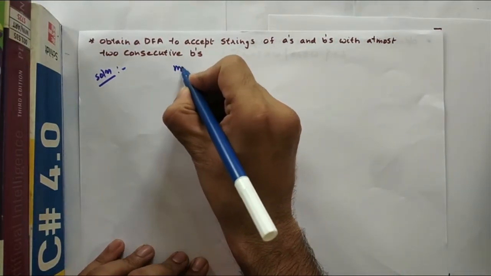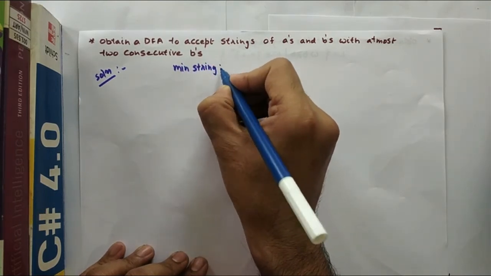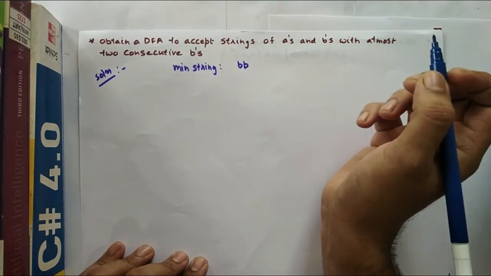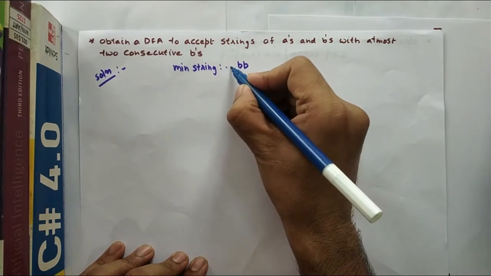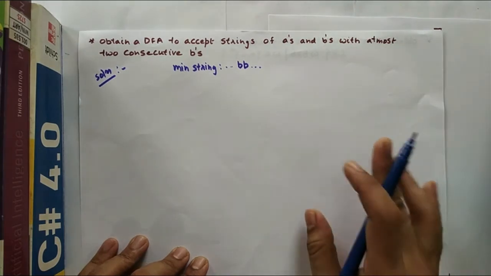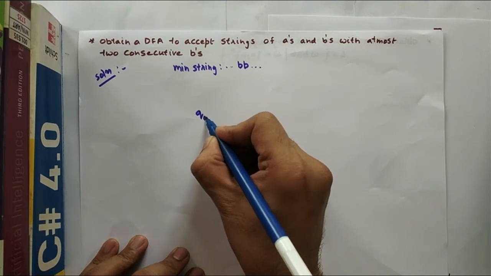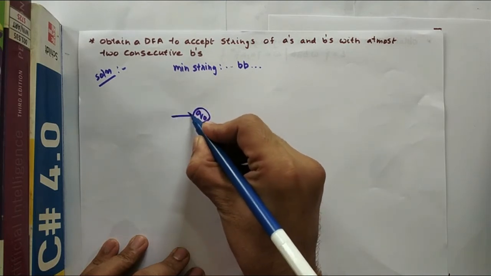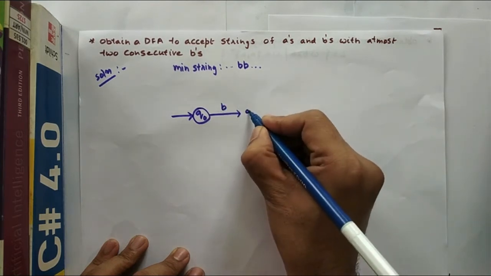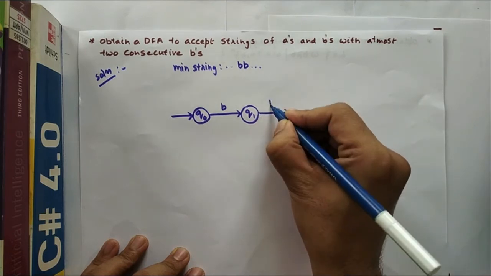So the minimum possible string will be exactly 2 B's. And any number of A's can be here, but consecutively there could be only 2 B's. So let's draw the automata for the minimum possible string. From Q0, if the first B is encountered, you go to Q1. If the second B is encountered, you go to Q2.